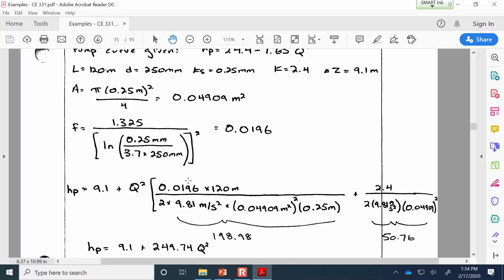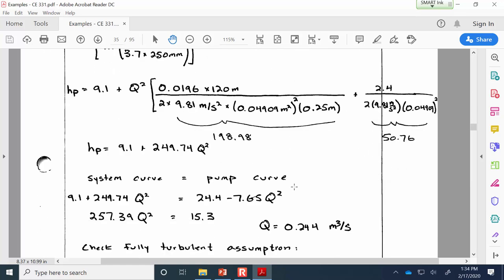But it's ultimately going to change the flow rate about the same as the F value changed, maybe actually a little less because we didn't change the local losses. So the flow rate, even if you recalculate this again with the updated F value, it's going to be about 0.24 cubic meters per second. But we do need to check it. In this case, about 2% difference tells us that's close enough. The main thing is just getting a feel for how you set a system curve equal to the pump curve and find the operating point.